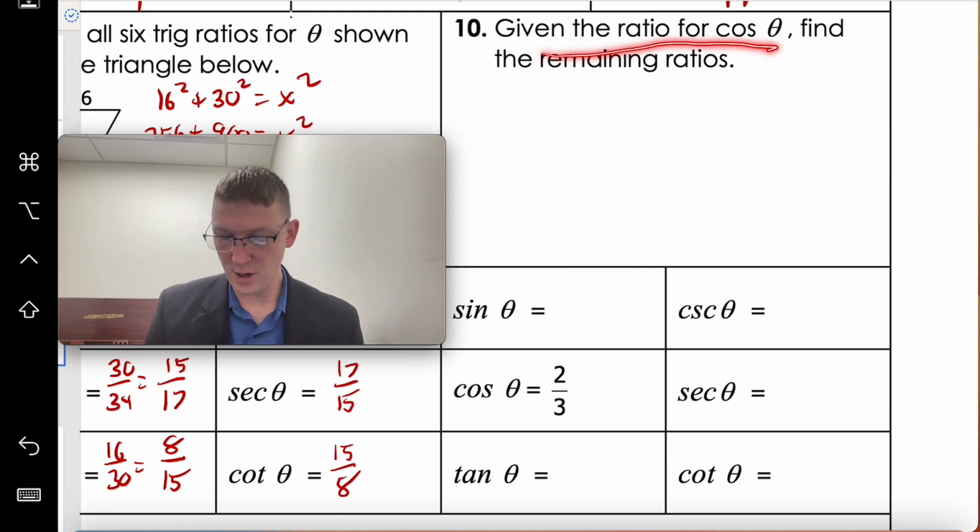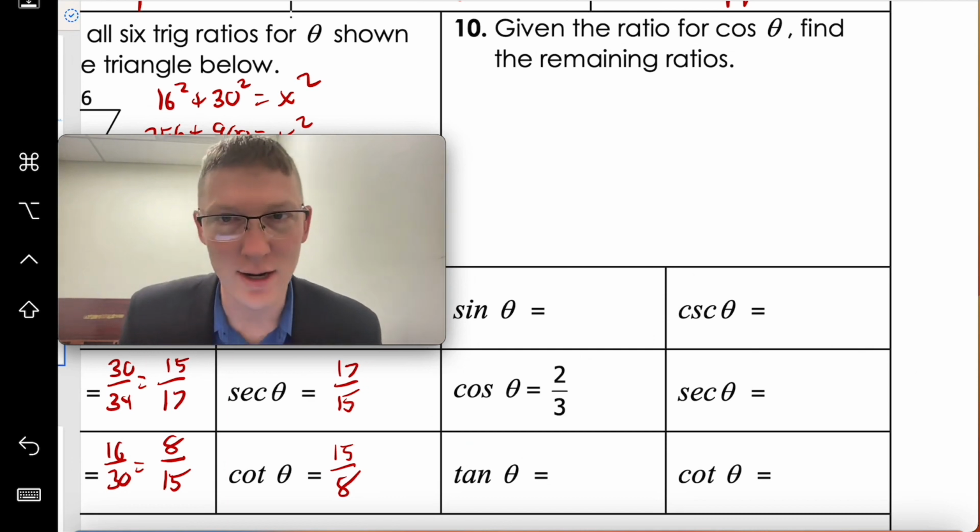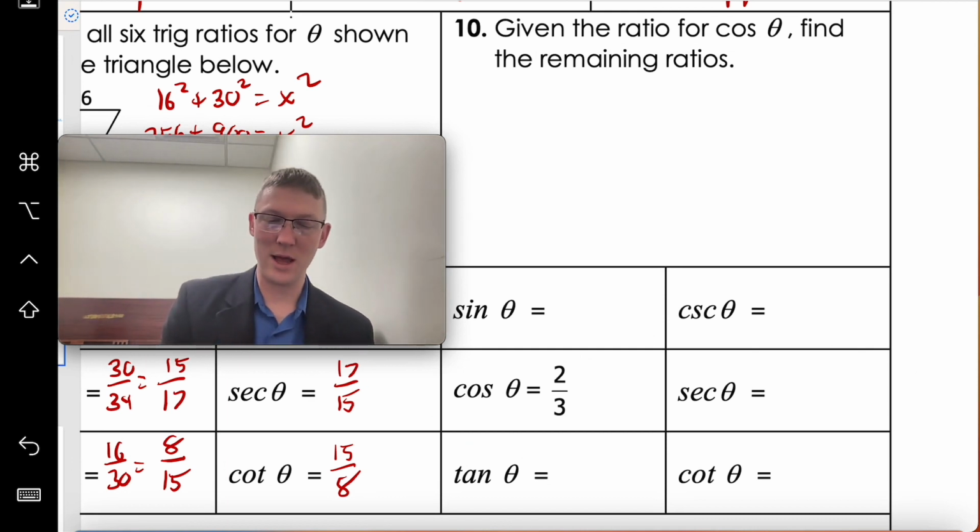Given the ratio for cosine, find the remaining ratios. What should we do? I have an idea. Let's draw a picture. So we have some triangle.